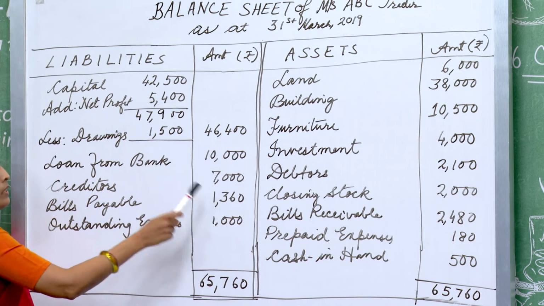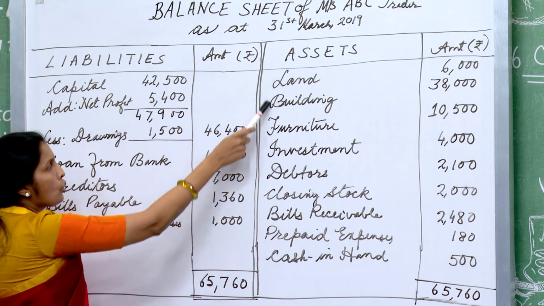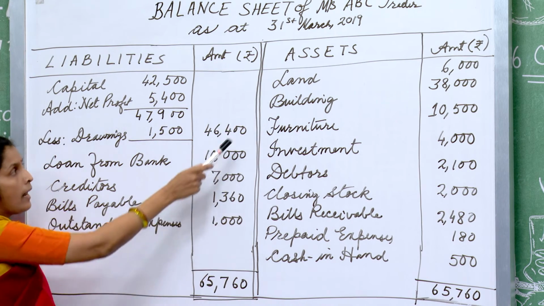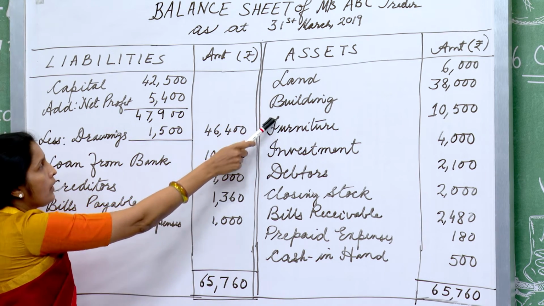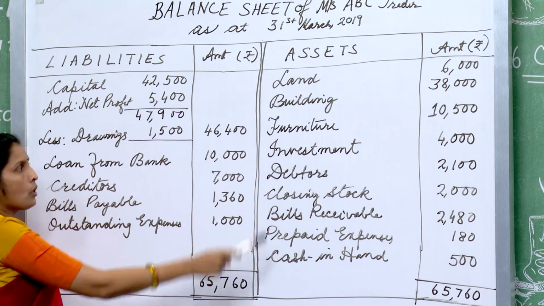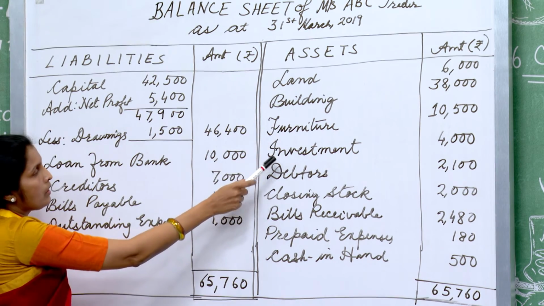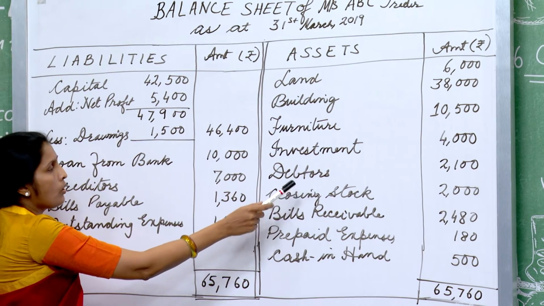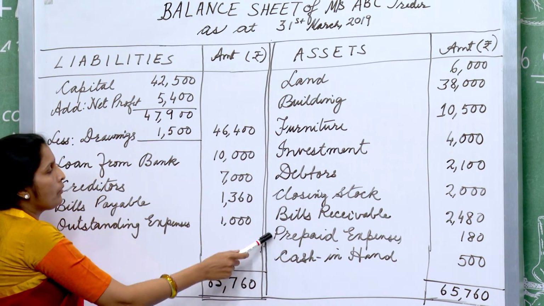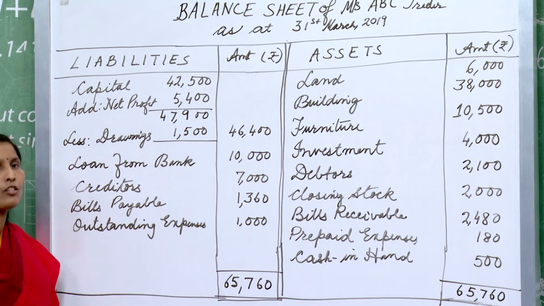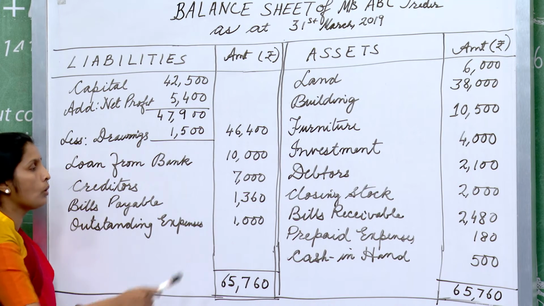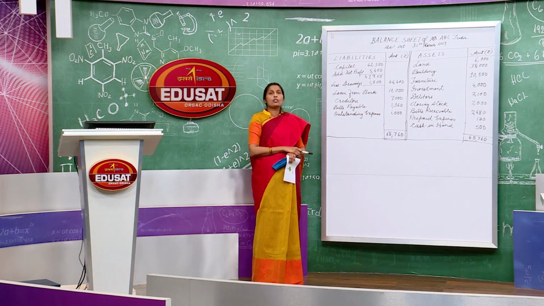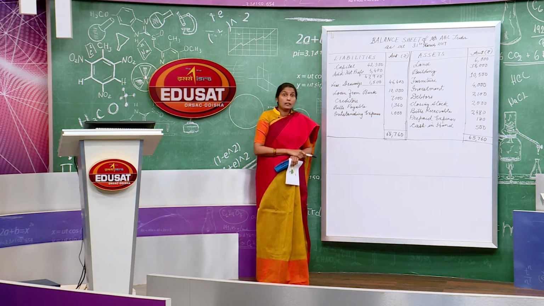Then we moved on to the asset side. All the assets are in the order of permanence. As you can see, I started with the most permanent asset, that is the land. As we moved down, then building, then I took furniture, then investment, then all these are your current assets: debtors, closing stock, bills receivable, then we have prepaid expenses and cash in hand, and then we do the totaling. Now, the important thing to be kept in mind is that the balance sheet should always tally.